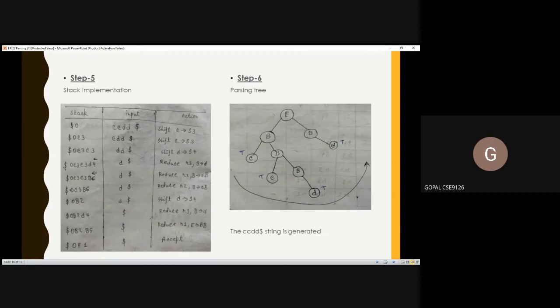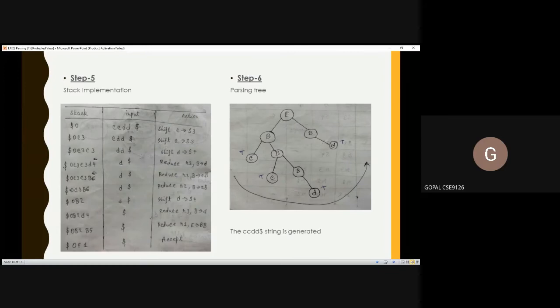Now for the I4 position on D, it is R3, meaning reduce. So we have to reduce by R3. Production number 3 is B goes to D. So while we reduce it, B replaces the D. Here the stack would be $0C3C3B. Now what would be the number? When we reduce, we see what number we had before. That is 0C3C3B, so we consider the 3 before B. In the I3 position, B is 6. That's why we write 6 here.